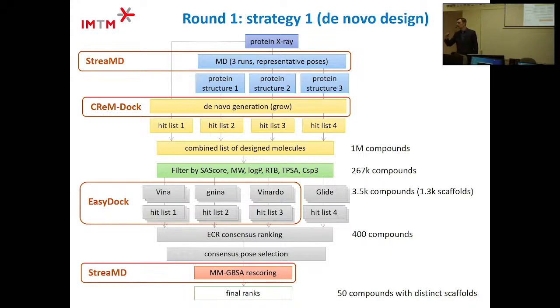Why do you have 4 different lists of hits after the docking? Like, how did they split? From every protein structure, we have its own list of molecules. So why 4?